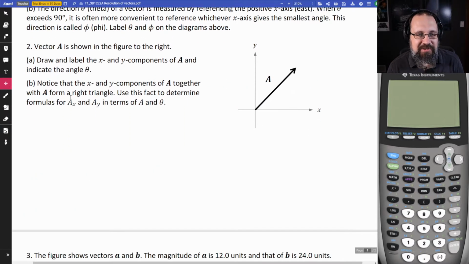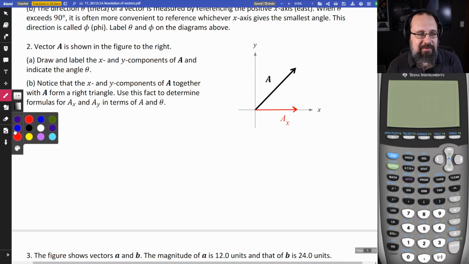Question 2: vector A is shown in the figure to the right. Draw and label the x and y components of A and indicate the angle theta. All right, so let's go ahead and draw the x component of A. Instead of doing the guides thing, when you get good at this, you can just draw this vector and make sure that it points as far in the x direction as A does. One way to do that is to point along A and then go straight down, and then you'll be pointing along the x-axis as far as this vector points horizontally. And that's our vector A subscript x, the x component of our vector. I'll go ahead and line it up right along there.